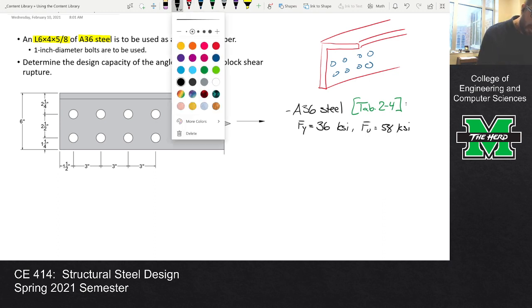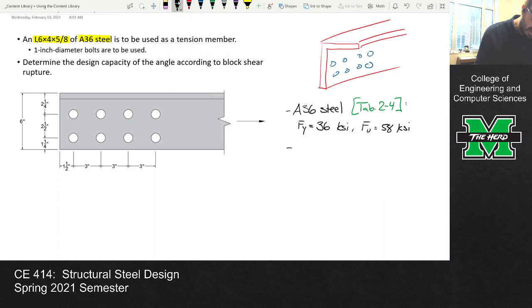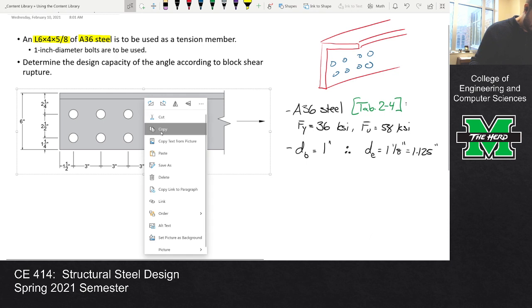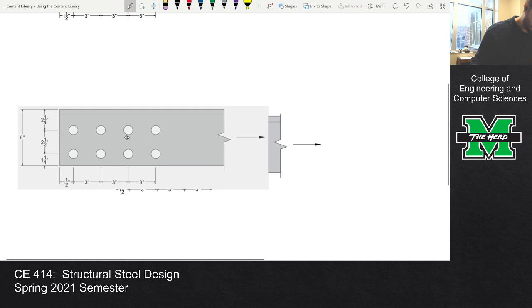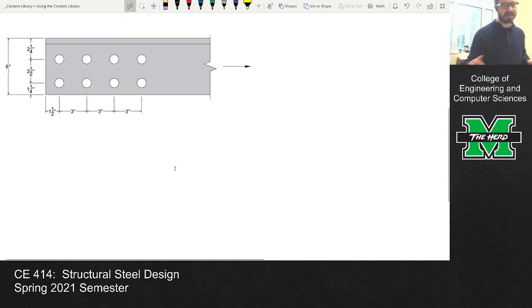All right. The other thing that we know is that the bolt diameter is 1 inch. Therefore, the hole diameter is 1 1/8 of an inch, or 1.125 inches. Okay. All right. So let me cheat a little bit. Okay, so I'm going to copy this down here.